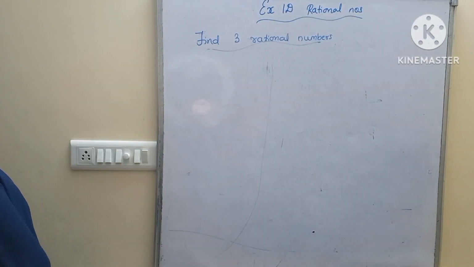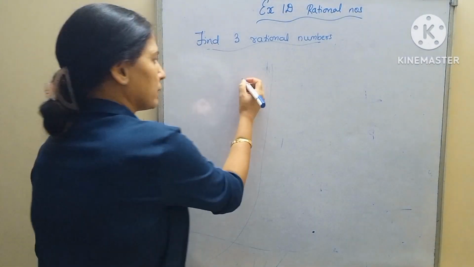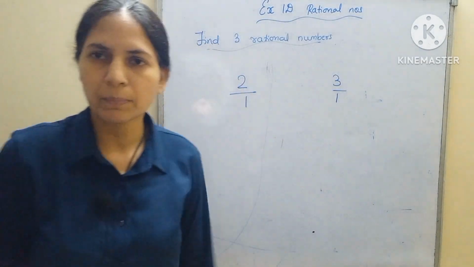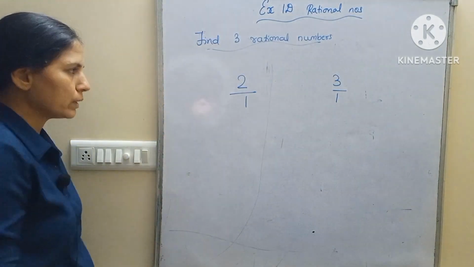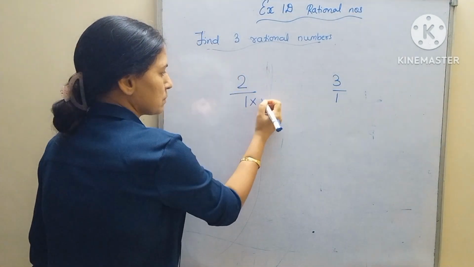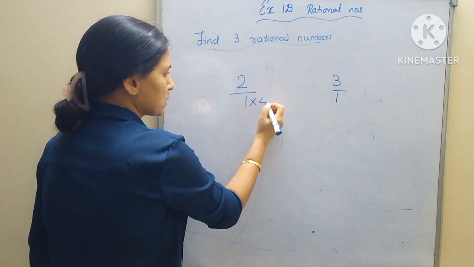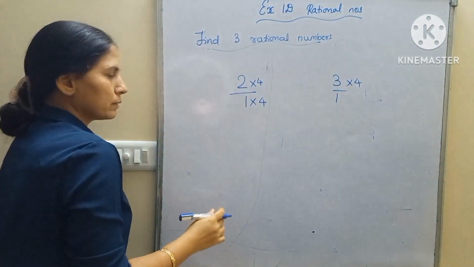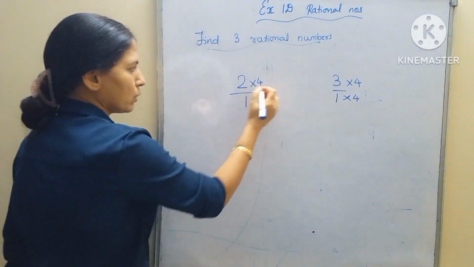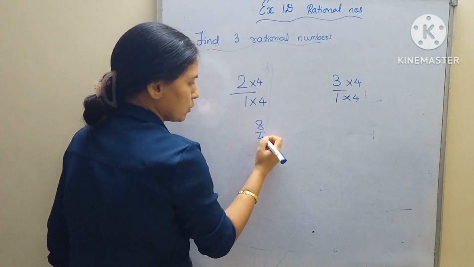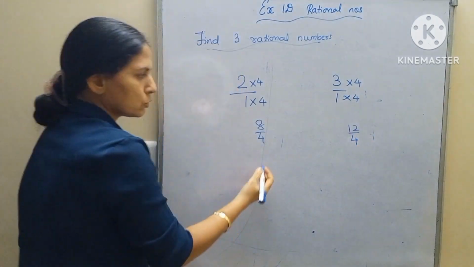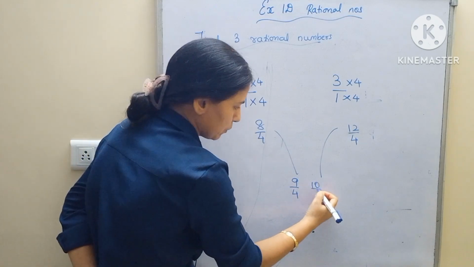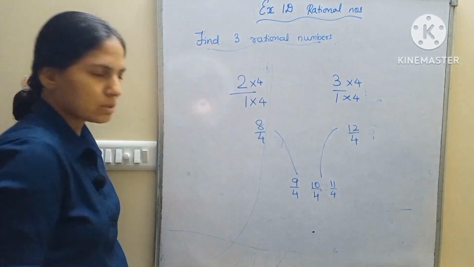Next is find three rational numbers between 2 and 3. My dear students, between 2 and 3, that is 2 upon 1 and 3 upon 1. Do you find any whole number between 2 and 3? No. So what you can do is multiply this by, what if I multiply this by 4? This becomes 8, and this becomes 12. Yes. So I'll be able to find, see what comes after 8? This is 8 upon 4 and this is 12 upon 4. We want 3 numbers. So after 8 comes 9 upon 4, 10 upon 4 and 11 upon 4. See, so simple it was.